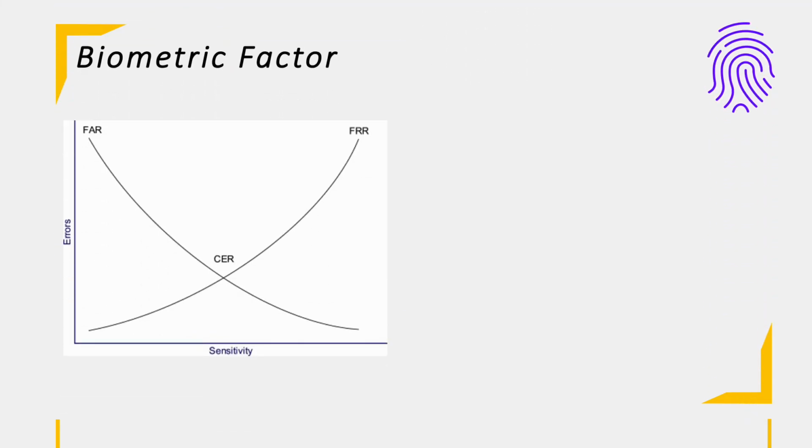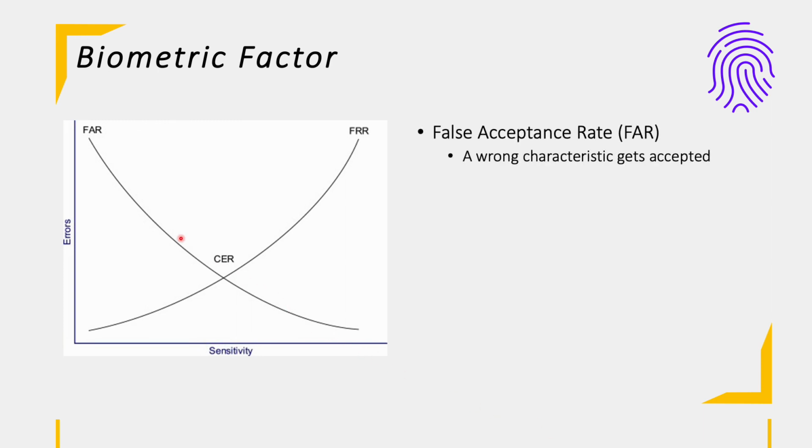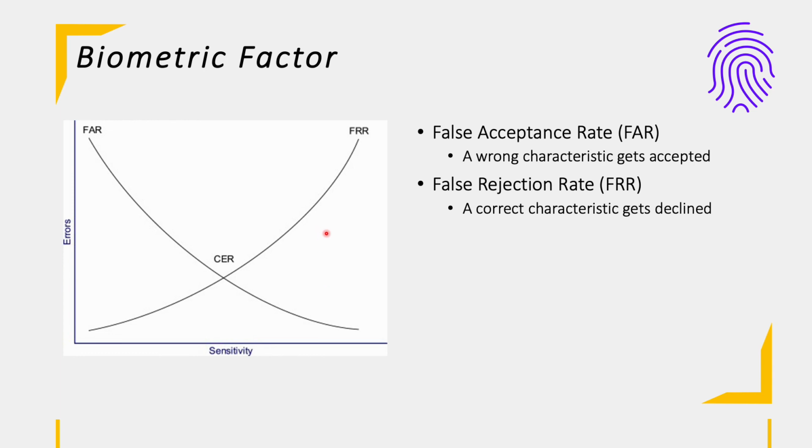And now we come to the last point here for the session, also the last point for the biometric factor, which is talking about 3 different factors and rates. We have the false acceptance rate, which is this line going up to down, which is when a wrong characteristic gets accepted. So someone who shouldn't be accepted, someone pretending to be me with his fingerprint, is getting accepted. It would be an FAR, false acceptance rate. Same applies for false rejection rate, which is when a correct characteristic gets declined. So I put my fingerprint on my phone and it tells me, nope, you're not Daniel. This is FRR, which is pretty much this line here.